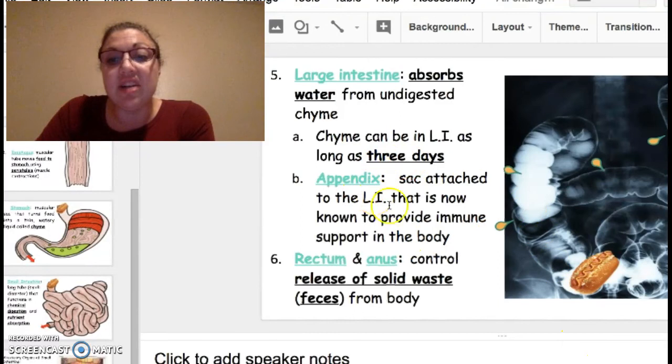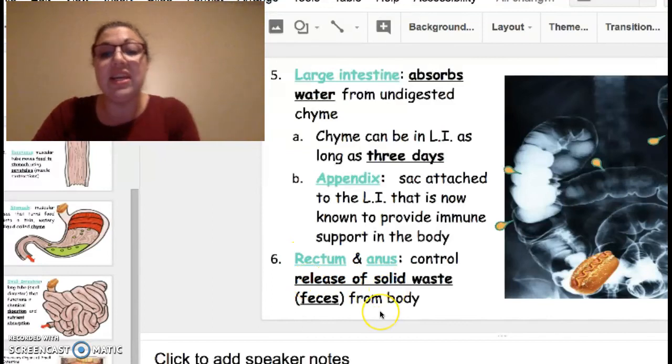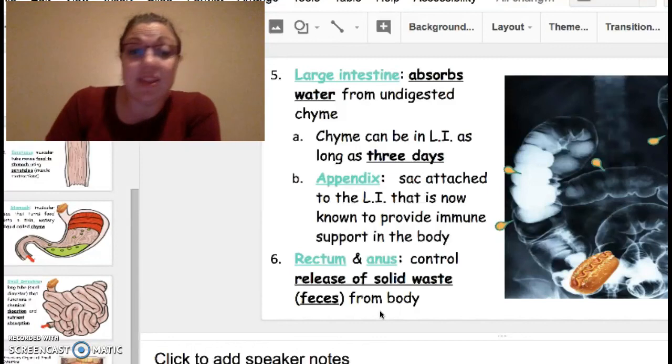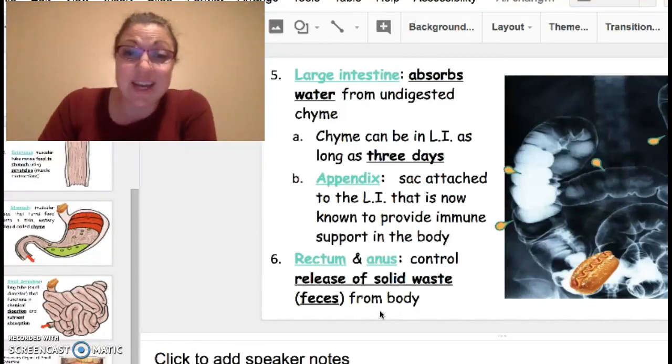The end of the large intestine is where the waste comes out, and this is the rectum and anus, and they control the release of solid waste, which is good that we have some control over it because you wouldn't want that coming out just anywhere. So you got to be thankful for those parts of the digestive system too.